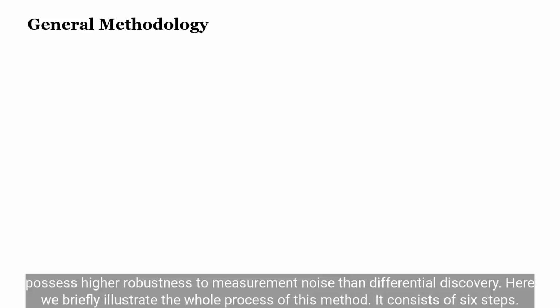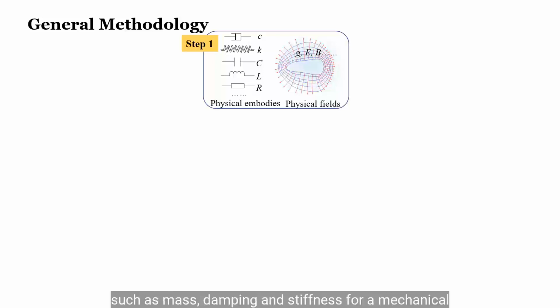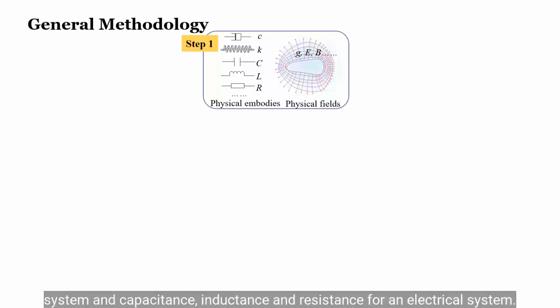Here, we briefly illustrate the whole process of this method. It consists of 6 steps. Step 1. We determine the constant motion Q, such as the displacement for a mechanical system and the current for an electrical system, and then identify system attributes which may influence the motion, such as mass, damping, and stiffness for a mechanical system, and capacitance, inductance, and resistance for an electrical system.